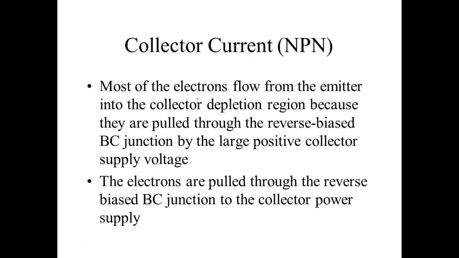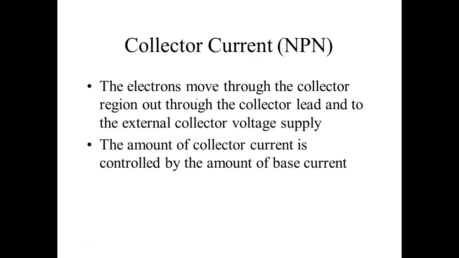And that's the way these guys work. Electrons move through the collector region, out through the collector lead, and to the external collector voltage supply. The amount of collector current is controlled by the amount of base current. So as soon as we hit about 0.7 of a volt, we start getting base current. The transistor, the valve, starts opening.